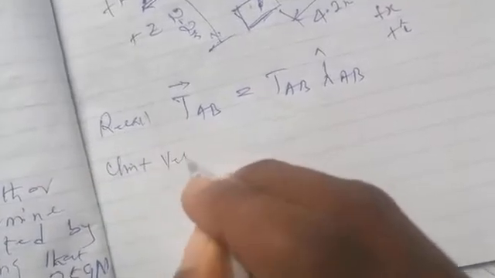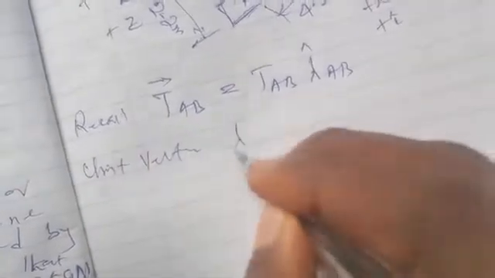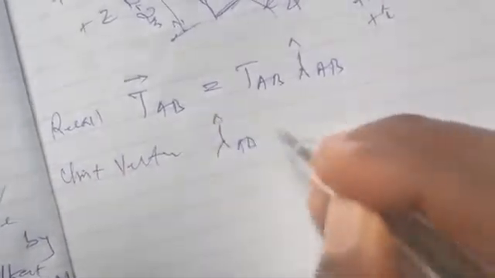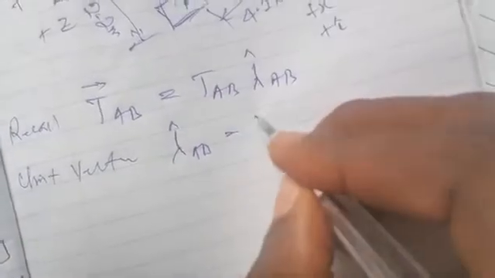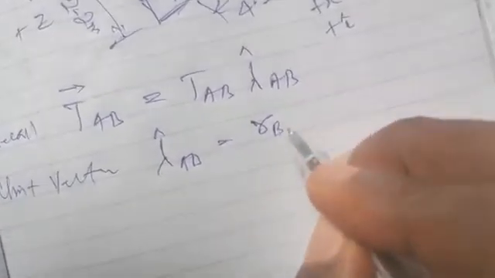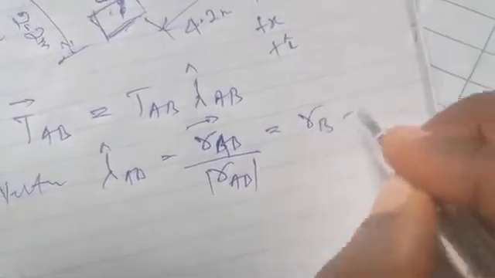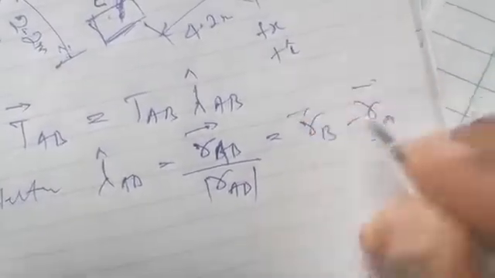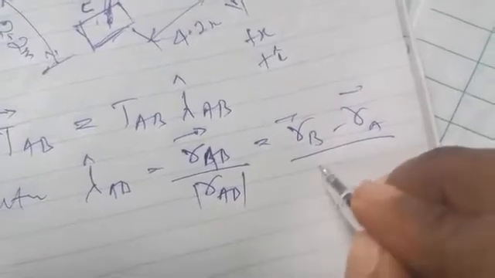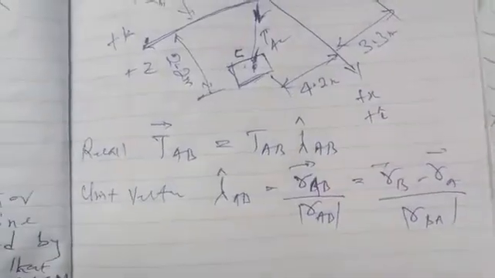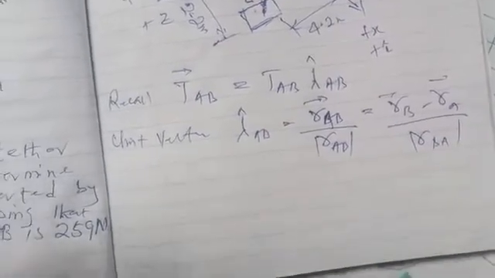And we know that the unit vector in AB, lambda AB, in terms of position, is simply the position vector RAB over the magnitude of RAB. This is simply RB minus RA, all over the magnitude of RBA. Having this in mind, we'll now find the position vector for cable AB.